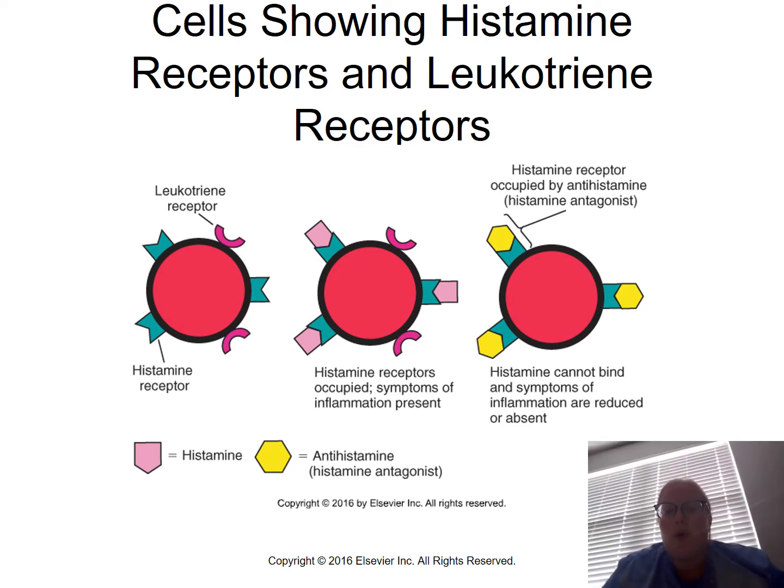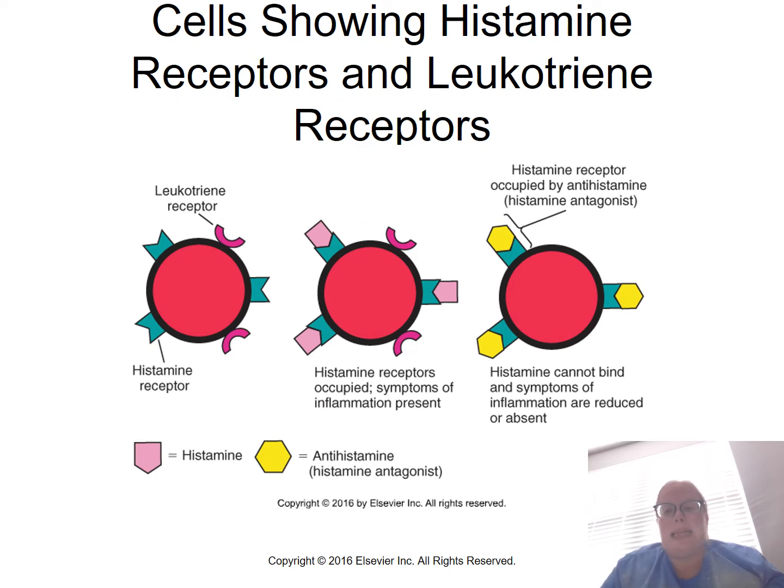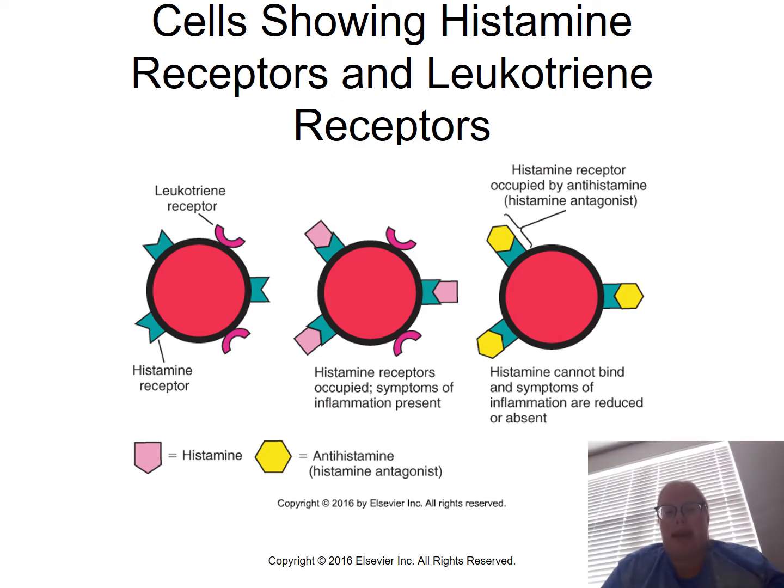So for those of you who love to look at a visual to learn, you'll like this slide. So you'll see here, histamine is the main mediator of inflammation and capillary leak. And leukotriene, another mediator that binds to a receptor, works with histamine to keep the inflammatory response going once it has started.